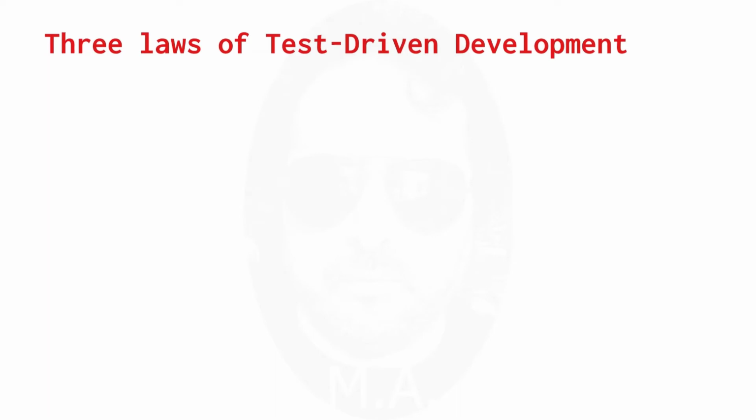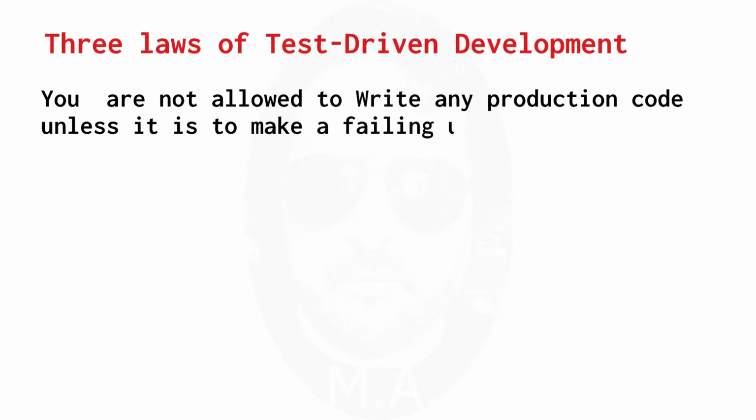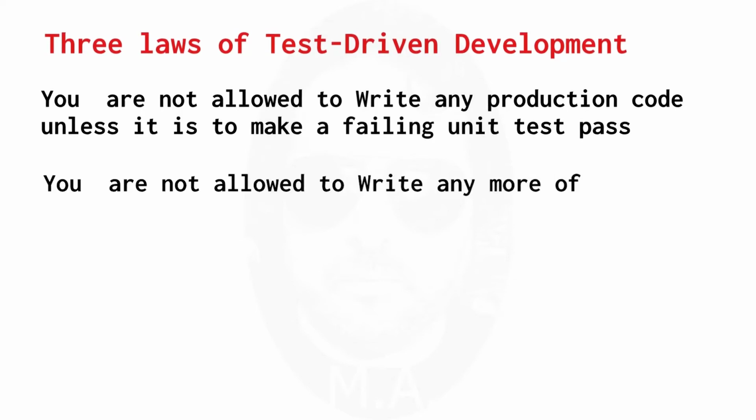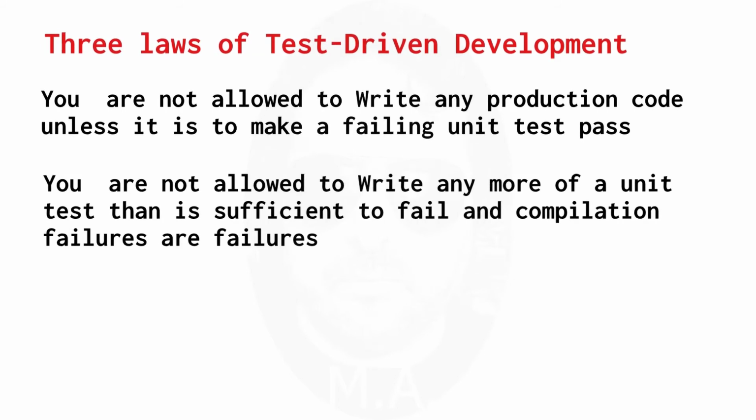Three laws of test-driven development. The first law: you are not allowed to write any production code unless it is to make a failing unit test pass. You must begin by writing a unit test for the functionality that you intend to write. The second law: you are not allowed to write any more of a unit test than is sufficient to fail, and compilation failures are failures.